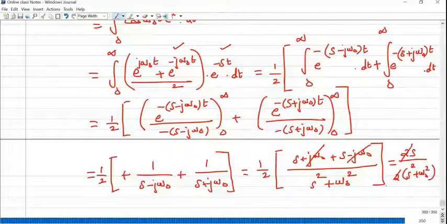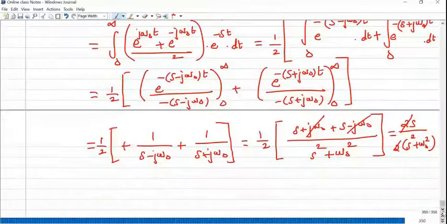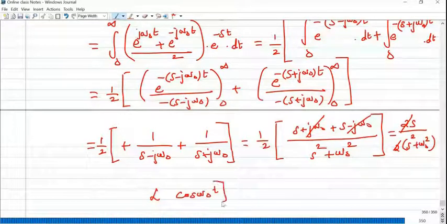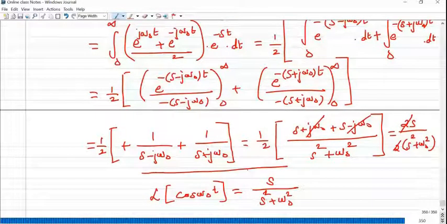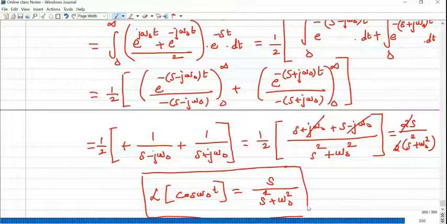So the formula for the Laplace transform of cos omega naught t: the result is s divided by s square plus omega naught square. So this is another important formula, followed by del of t and u of t. Cos omega naught t, Laplace transform, s divided by s square plus omega naught square.